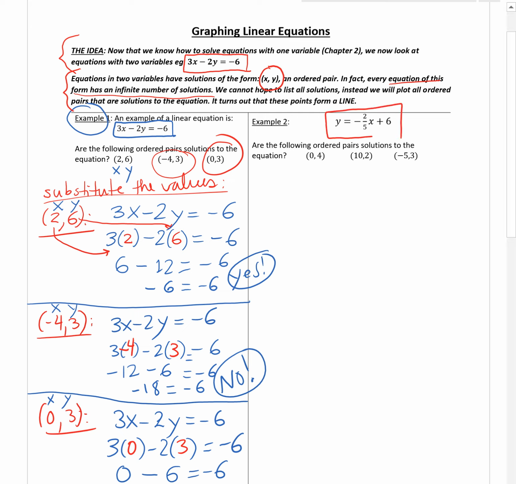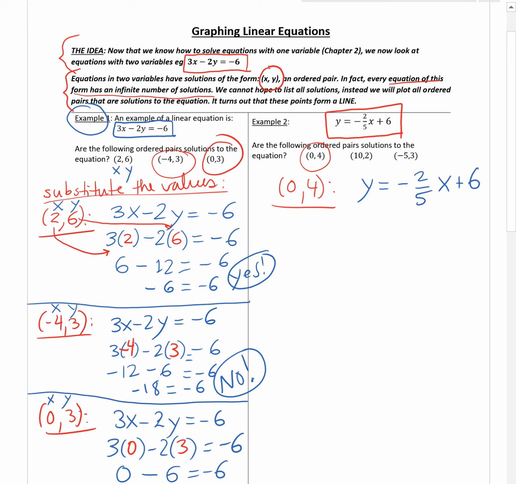This second example, we're going to do the exact same thing, but we're given a more complicated equation because it has a fraction in it, negative 2/5. So I'm not too excited about that, but what are you going to do? I'm going to do the same thing. I might as well start with the first one they give me here, 0, 4. And I'm going to substitute that in for the x and the y. So the equation they gave me in this one, though, is y equals negative 2/5 x plus 6.